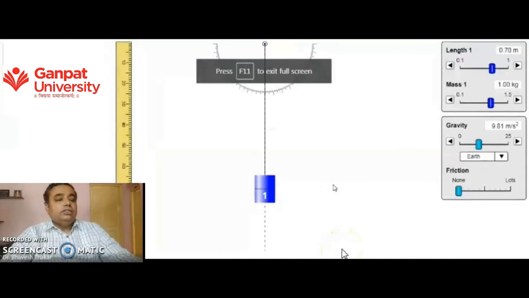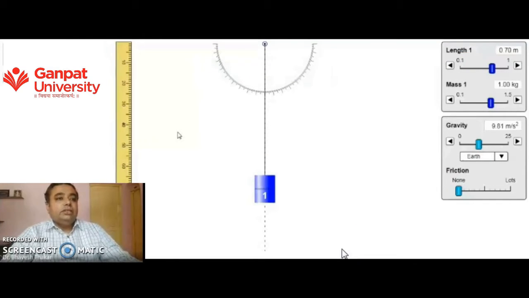In this simulation, this is a kind of software by which we can find out the time period, or the time taken by the pendulum to complete 10 oscillations for a relevant length. In the initial case, we will keep the length 30 centimeter.